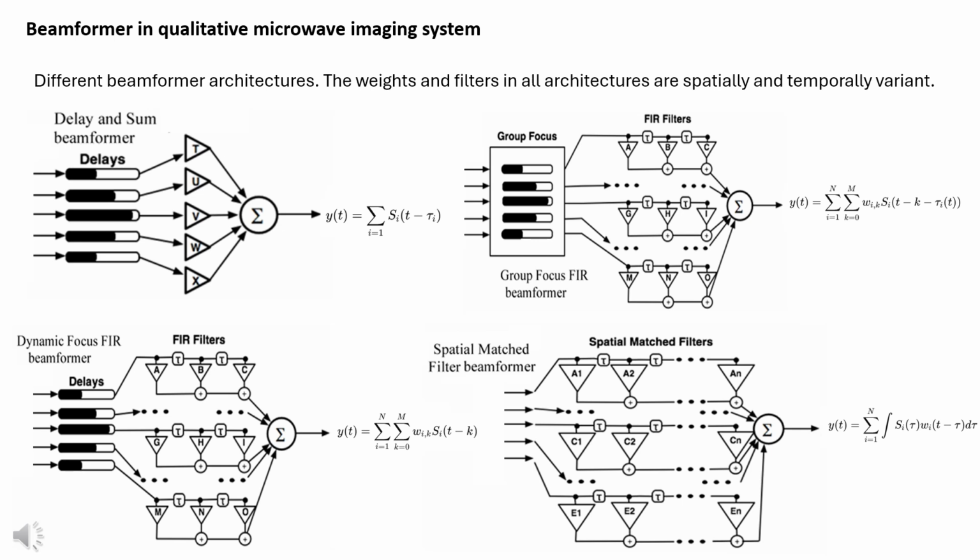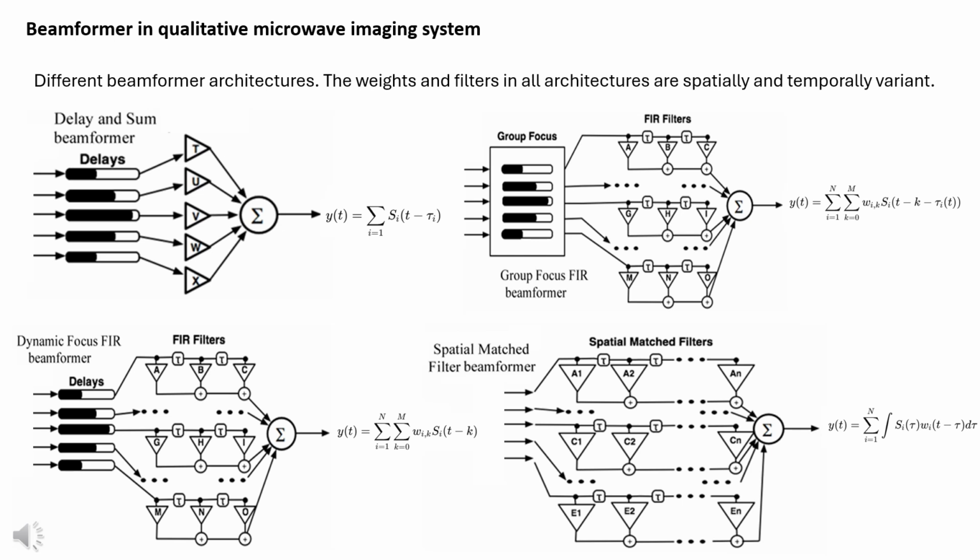more subtle abnormalities. Group Focus FIR beamformer architecture enhances the basic delay and sum method by applying finite impulse response (FIR) filters to the signals. The filters help control the focus across groups of signals, improving the system's ability to focus on specific regions. The FIR filters and beamforming weights vary spatially to target different groups of regions within the brain.